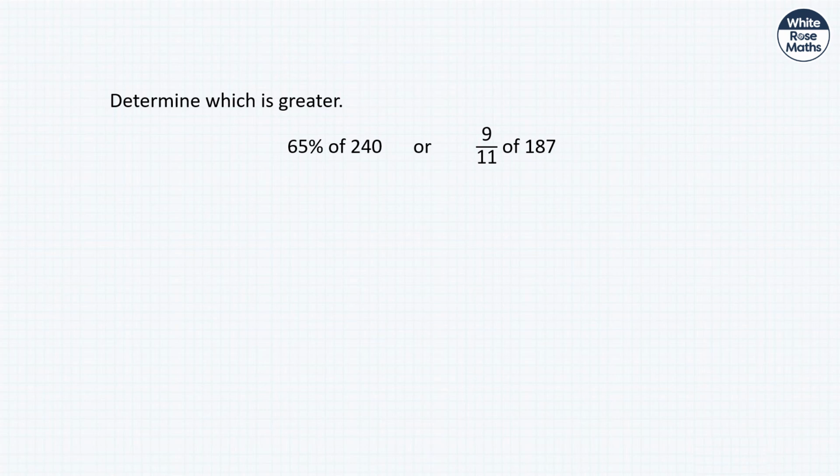Determine which is greater, 65% of 240 or 9/11ths of 187. Working out this one first, divide by the bottom, times by the top. So 187 divided by 11 on my calculator is 17, times 9 is 153 for that one. And then doing this on my calculator, sorry that I'm doing it on my calculator, guys, hopefully you can forgive me, that'll be 0.65 times 240, which is 156. So which is greater? It's going to be this one.